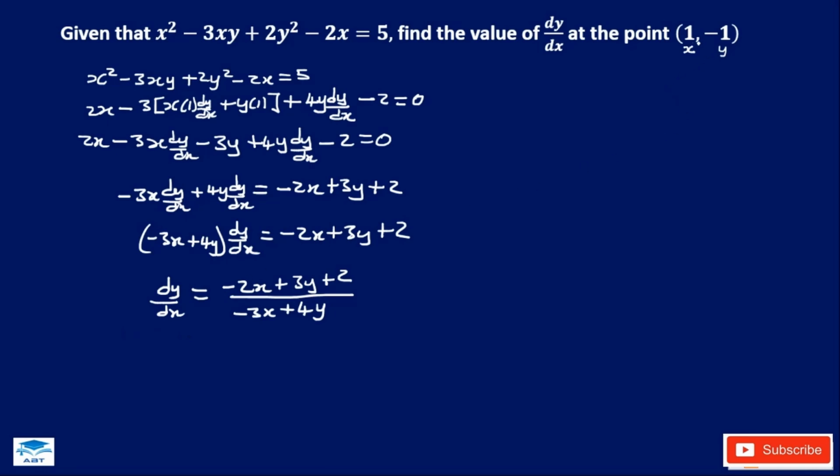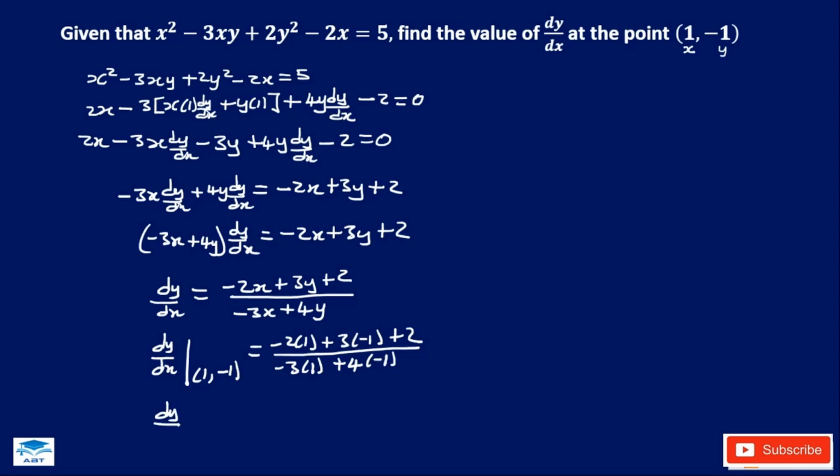And we are going to fix this point (1, negative 1) into this answer. So we have dy/dx at the point (1, negative 1) is equal to, so we replace x with 1 and y with negative 1. We have negative 2 times 1 plus 3 times negative 1 plus 2 over negative 3 times 1 plus 4 times negative 1.